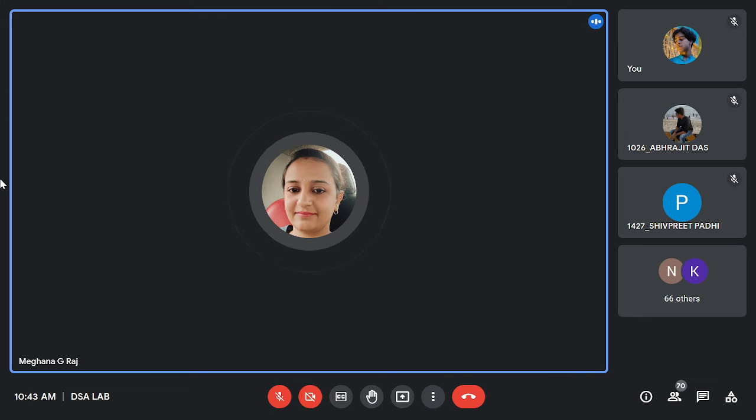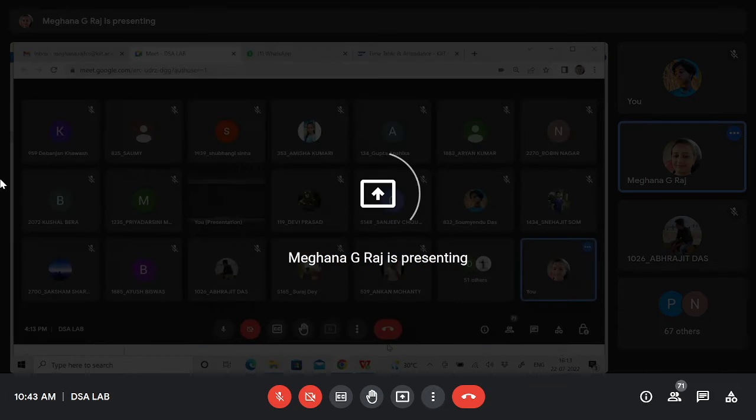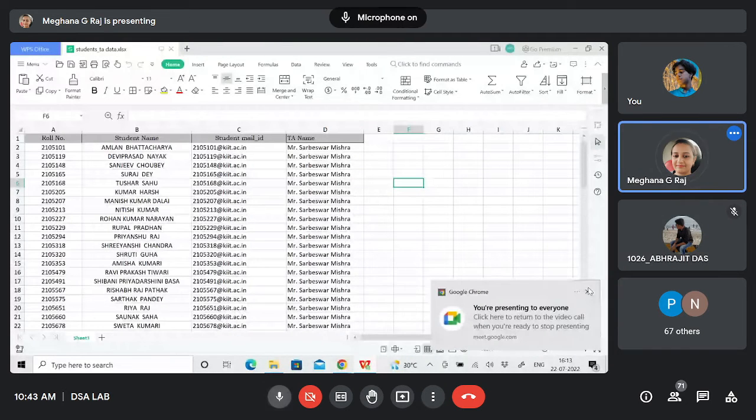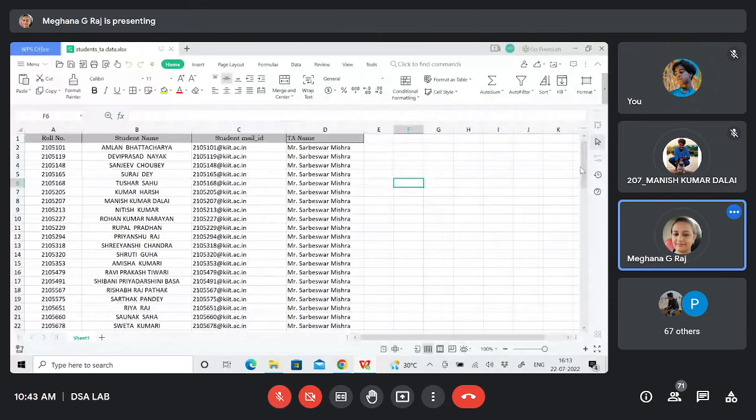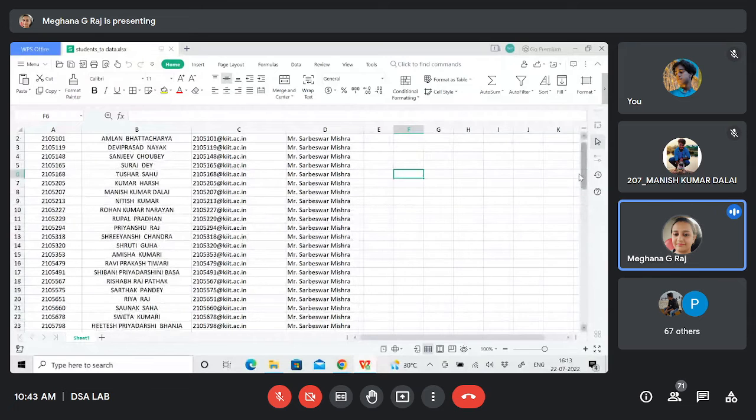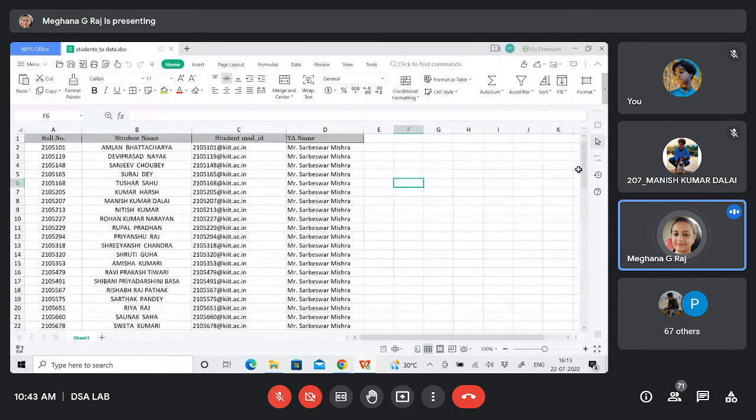So now, if at all you don't know, there are two lab programmers. Let me introduce them to all of you. First, let me share the screen so that you can also write this down, like who belongs to whom. Is my screen visible? We have two programmers. One is Sarbeshwar Mishra, and another person is Shreyashri Mishra. Okay, so they are our lab programmers who would be helping you for your entire semester.